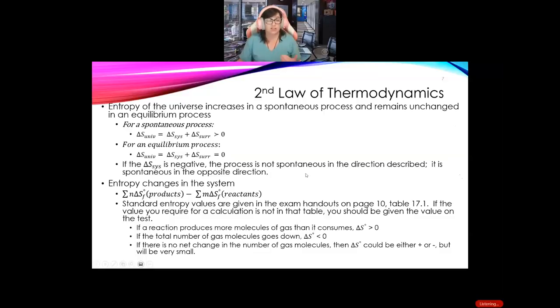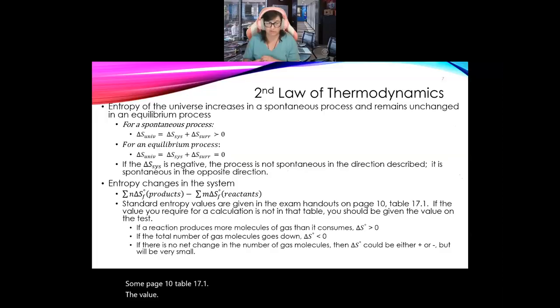So it's the sum of the number of moles of the products times the delta S for the products, minus the sum of the number of moles times the delta S for the reactants. Standard entropy values are given in the exam handouts on page 10, table 17.1. If the value you require for a calculation is not in the table, you should be given the value on the test.